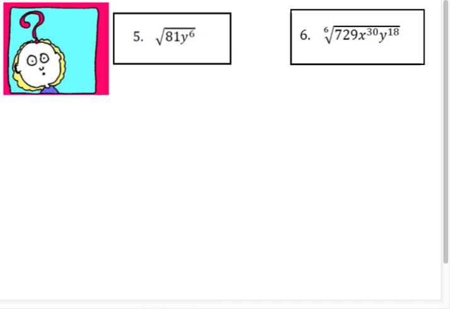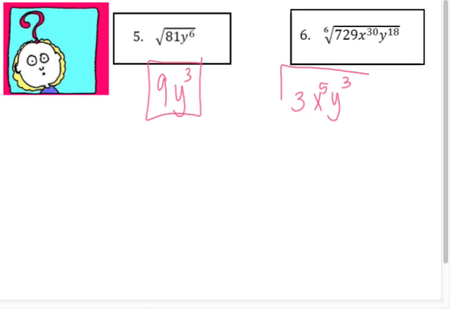Number 5, we go ahead and look at that one. It's the square root of 81, y to the 6th. So I would say, well, the square root of 81 is 9, and then it's y to the 6th. So 6 divided by 2 would give me 3. Number 6, it's the 6th root of 729. Okay, so that's going to give you, if you do that on your calculator, 3. Then it's x to the 30th, so I would take 30 divided by 6, which gives me 5. And y to the 18th divided by 6, 18 divided by 6 is 3.